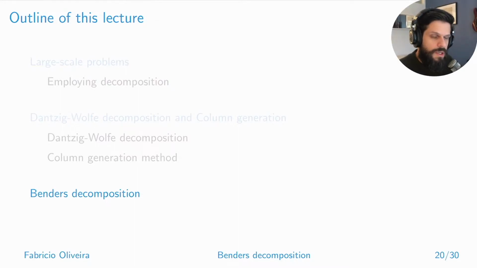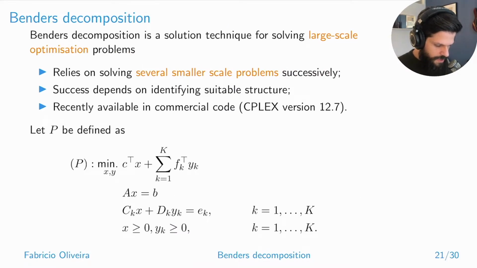Hi everyone. So now let's talk about Bender's decomposition, which is an alternative decomposition framework to the one we've seen in the last video. Bender's decomposition is also targeted to solve large scale optimization problems, in a very similar fashion to Dantzig-Wolfe decomposition. It's also looking into solving several smaller scale problems successively.